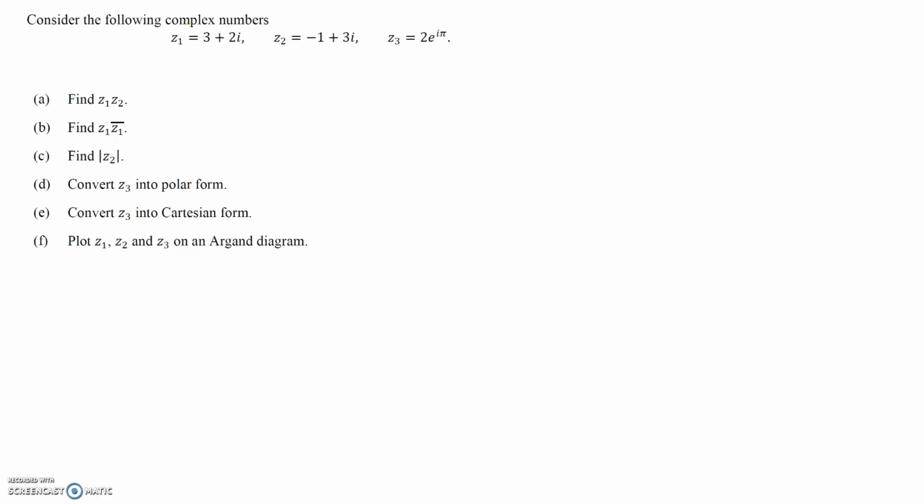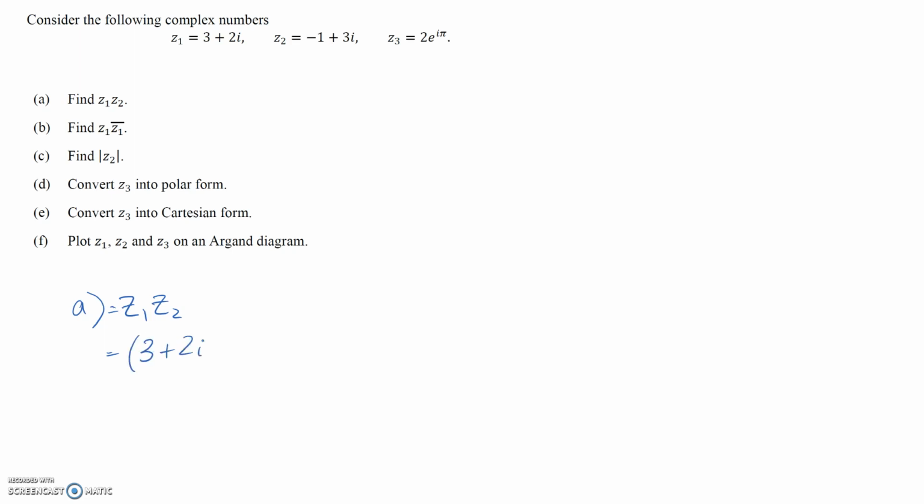So here we're asked to consider some complex numbers. We're given Z1, Z2, and Z3, and we have a series of questions that we need to answer using them. So the first one is to find Z1 multiplied by Z2. Alright, so looking at Z1 and Z2, they're both in the same form, i.e. Cartesian form. So it's probably just going to be easiest to use them as is and multiply together.